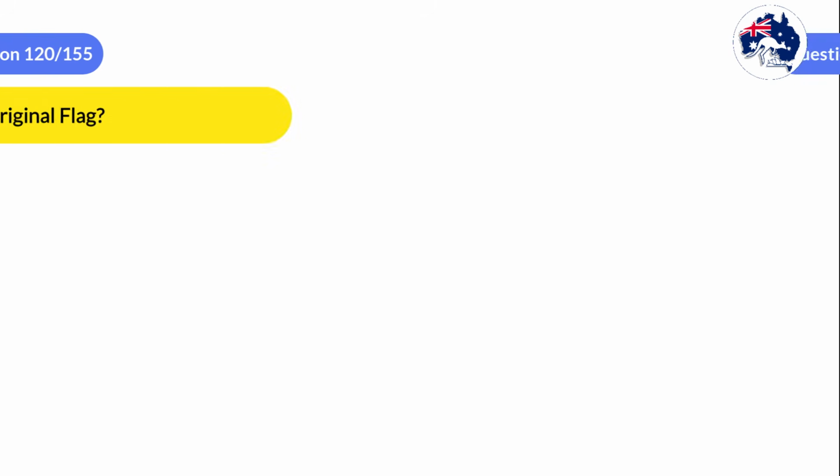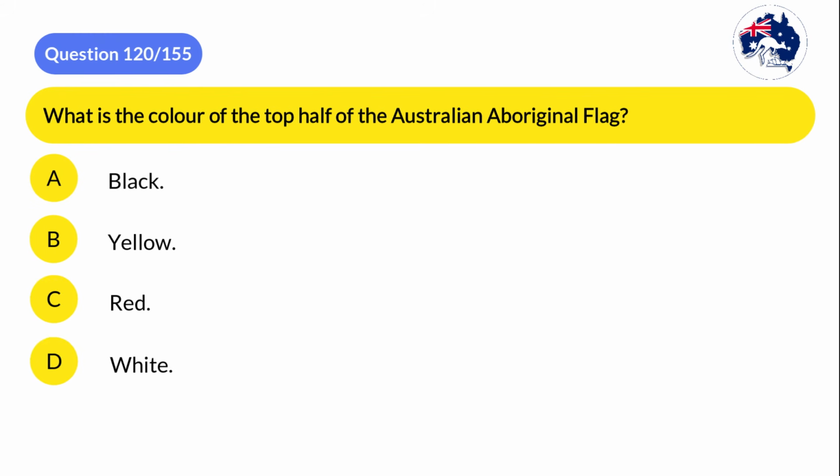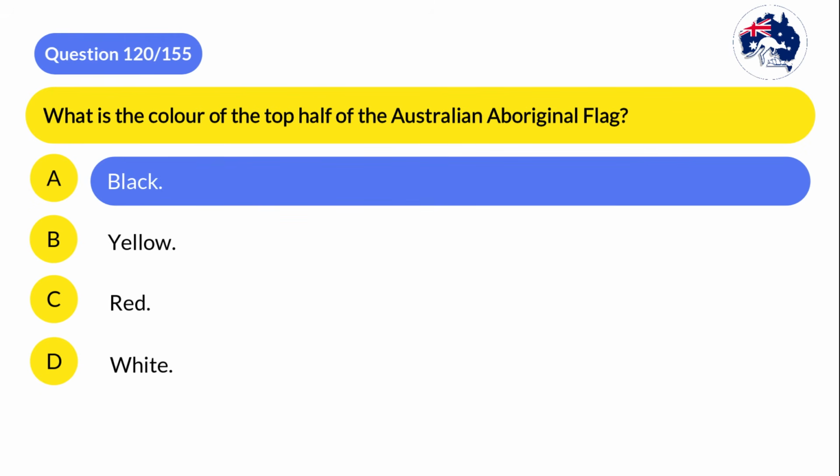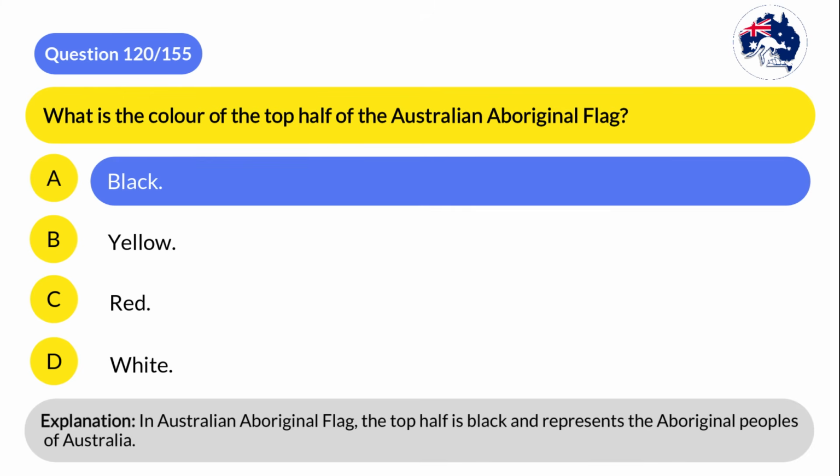Question 120. What is the color of the top half of the Australian Aboriginal flag? A. Black. B. Yellow. C. Red. D. White. The correct answer is A. Black. Explanation: in the Australian Aboriginal flag, the top half is black and represents the Aboriginal peoples of Australia.